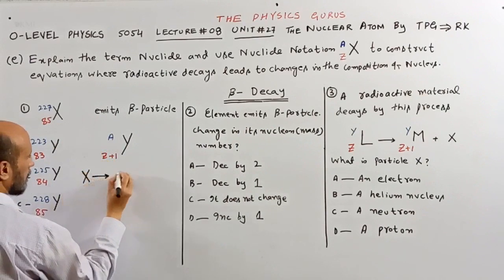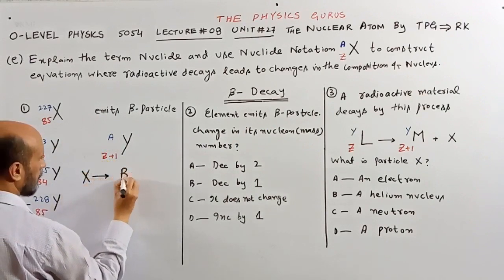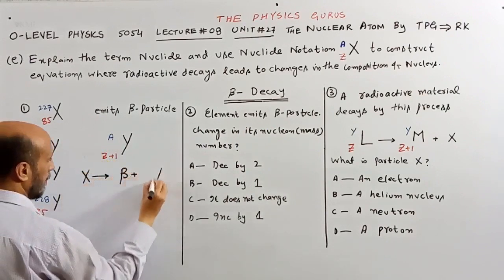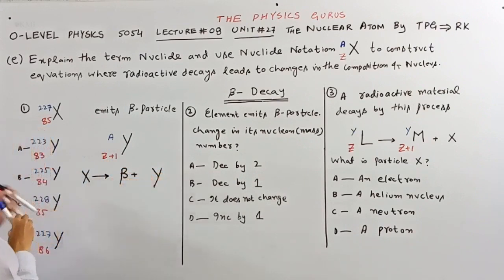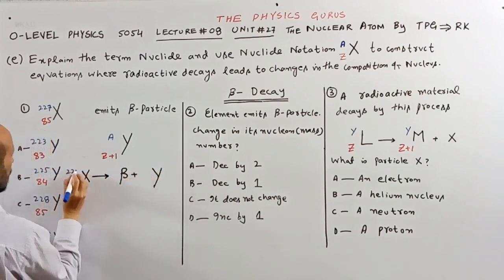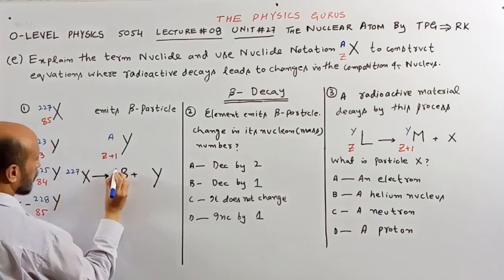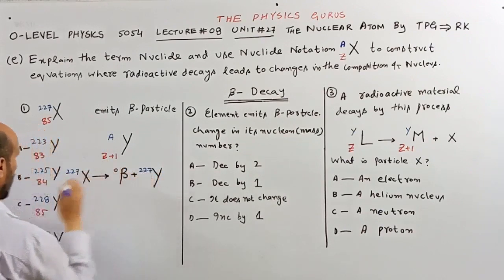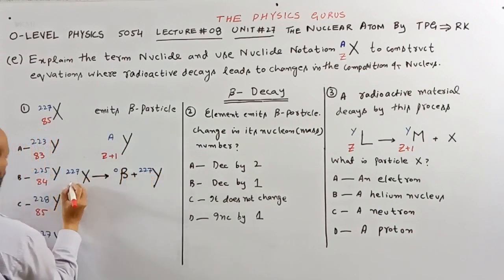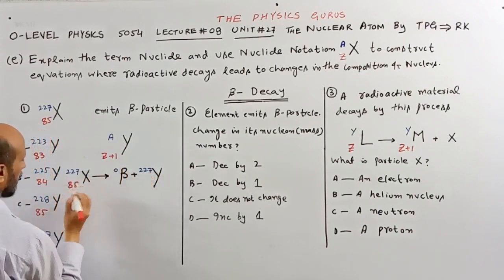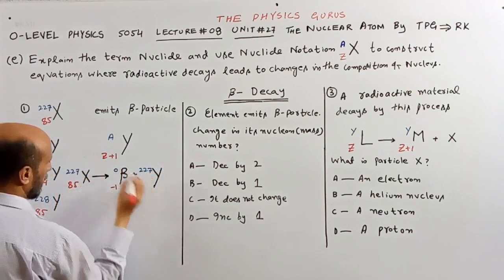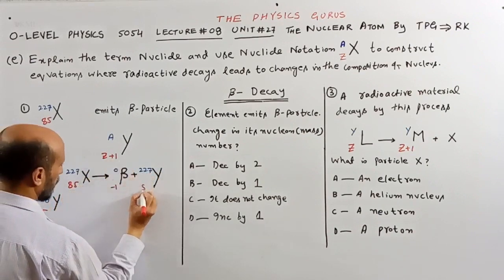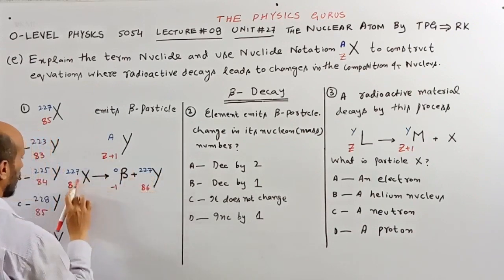X gives beta plus Y. A is 227, 0 for beta, and 227 for Y, because the value of A remains as it is. For Z, 85 minus minus 1, it will be increased by 1, so it will be 86.